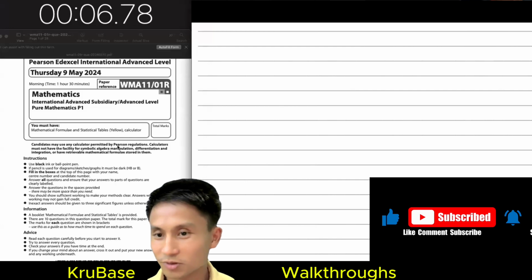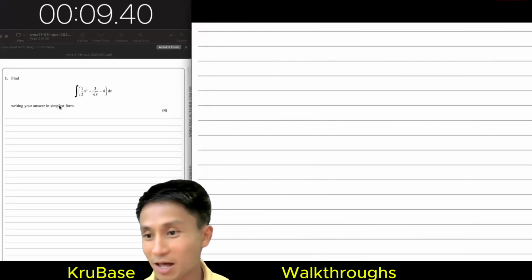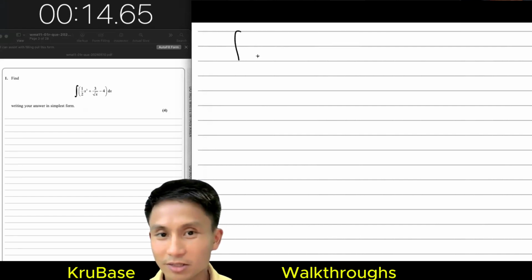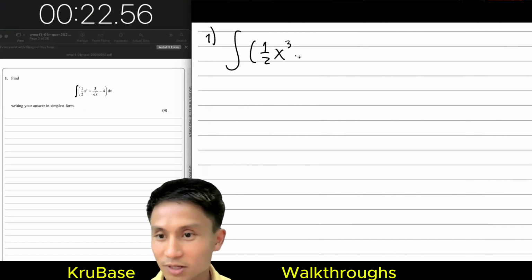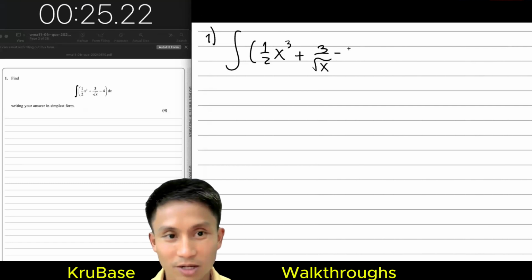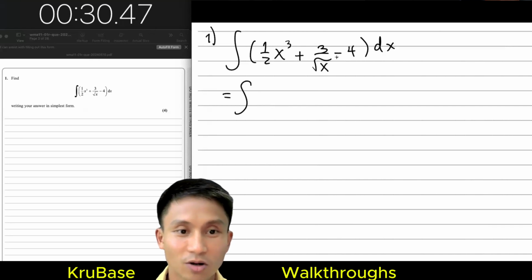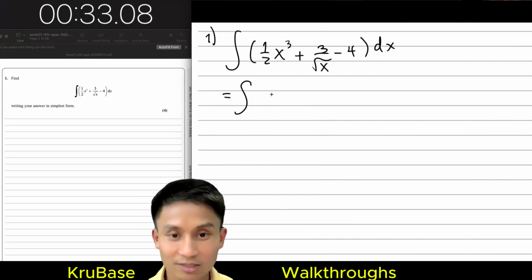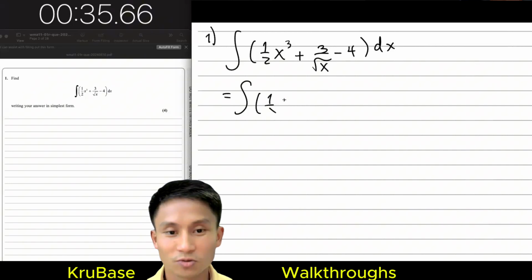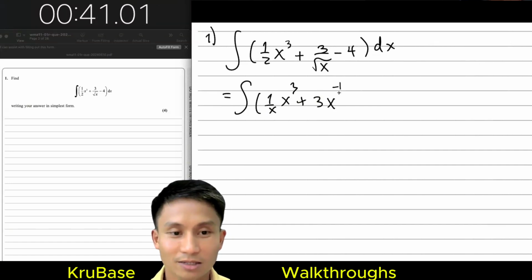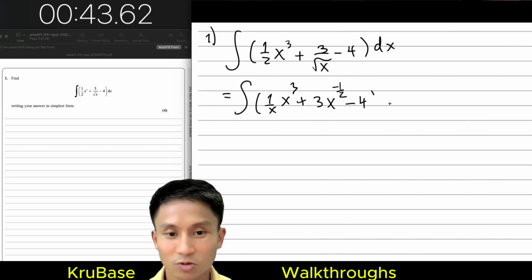All right. So question 1, we have to find the integral of that. So I'm just going to write the integral of that. Just going to repeat the question here, guys. Okay. So 1 over 2 x cubed plus 3 over square root x minus 4 dx. So it is simpler to just change all the terms in the form of index. So for this one, we're going to change it to that. And for the second term here, this is x to the minus half. And for the last term, no change.